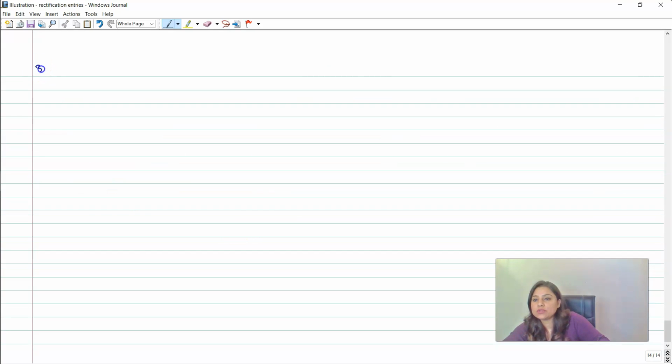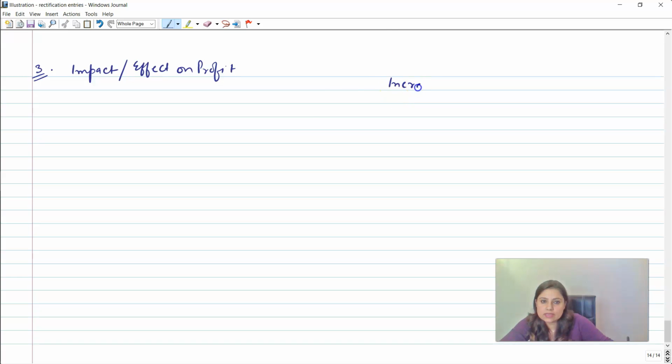So now the next step, or the third part in the question, is to see the impact or effect on profit of such rectification entries. The profit of the previous year would have been affected by how much amount, and whether the profit has been increased or decreased if such rectification entries would have been passed in the previous year. So let us take a look at this: increase or decrease.